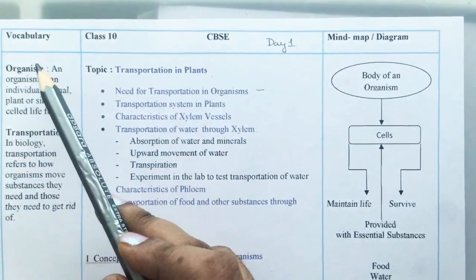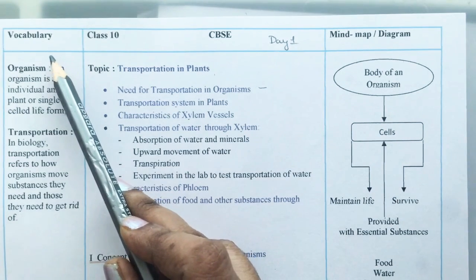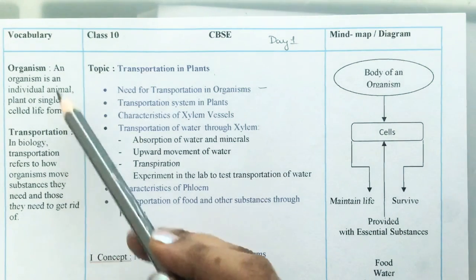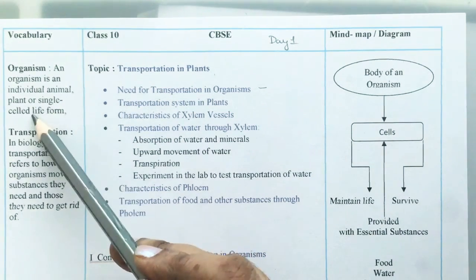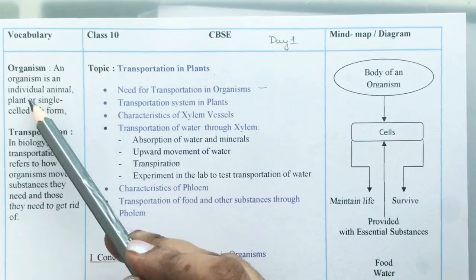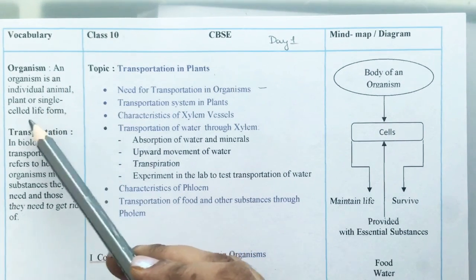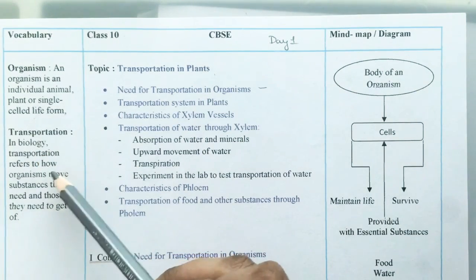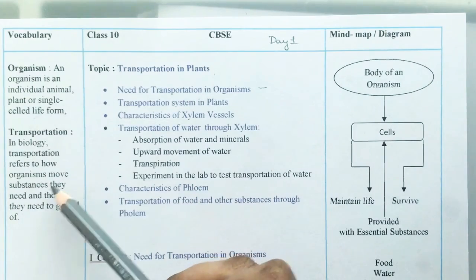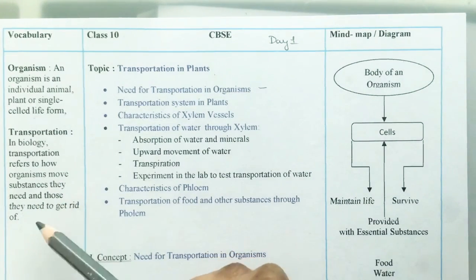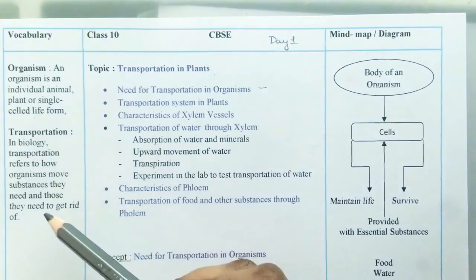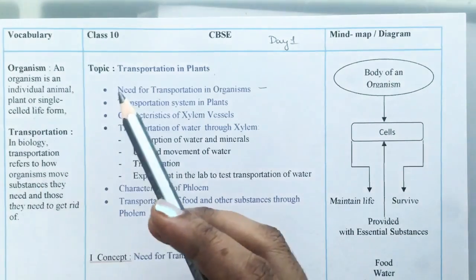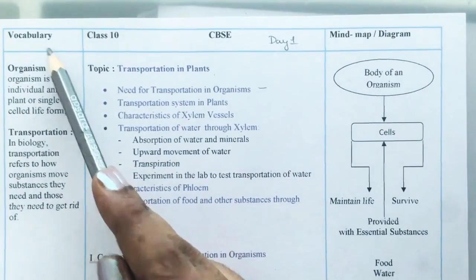The next part is vocabulary. If you see, I have taken some words like organism and transportation. What is the meaning or definition is what I have written. An organism is an individual animal, plant or single cell life form. What is transportation? In biology, transportation refers to how organisms move substances they need and those they need to get rid of. So you can put your definitions or new terms over here and learn it under the vocabulary section.